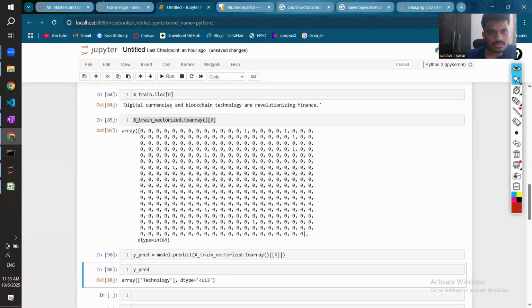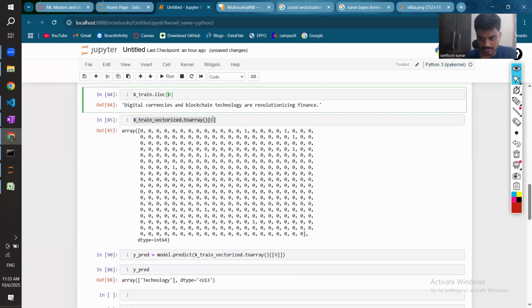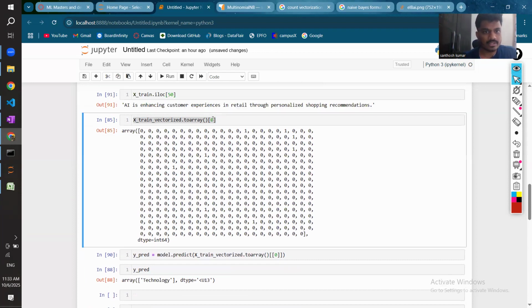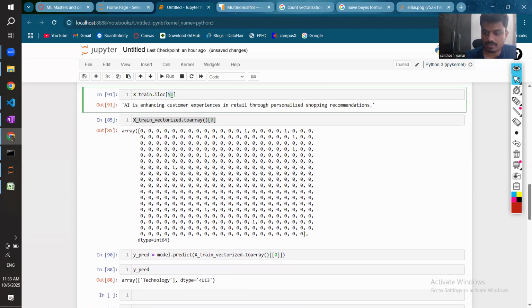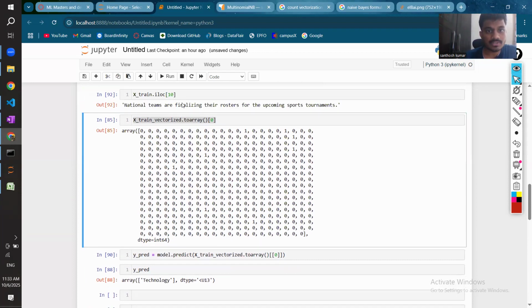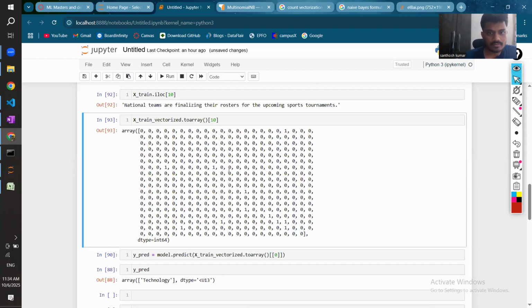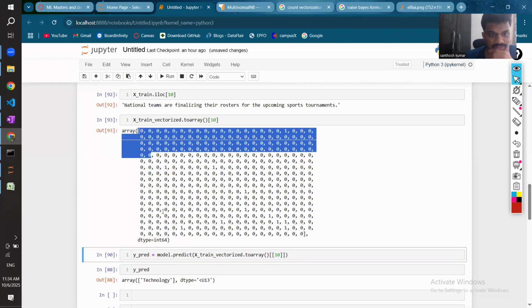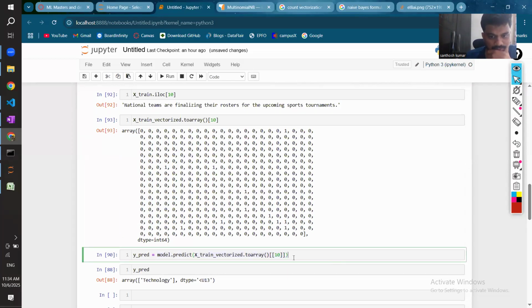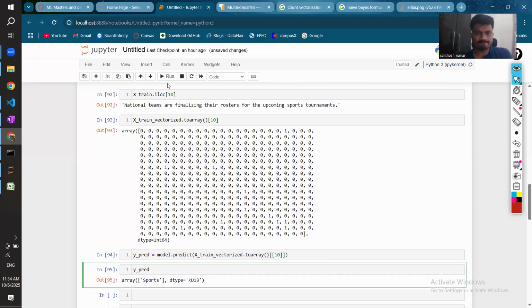Let me take some other example, like row 50: "AI is enhancing..." This is also coming as technology. Or "national teams are finalizing tournaments", this is sports, and this is its corresponding vector. Now when I pass this and ask the model for a prediction, the model should give me sports. Okay, fine.